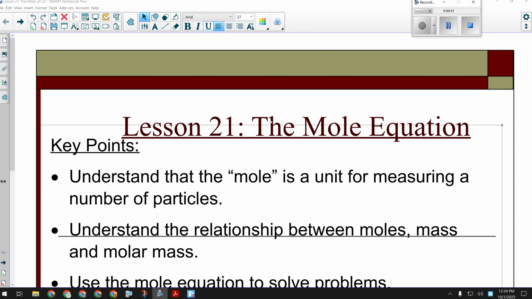All right. Today we are going to cover the last topic. We probably won't get it completely covered, but we will by the end of the day tomorrow. The last topic in the chemistry unit is the mole. The mole is a chemical unit of measurement.